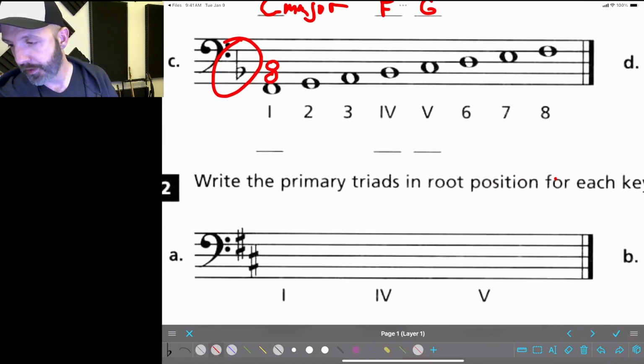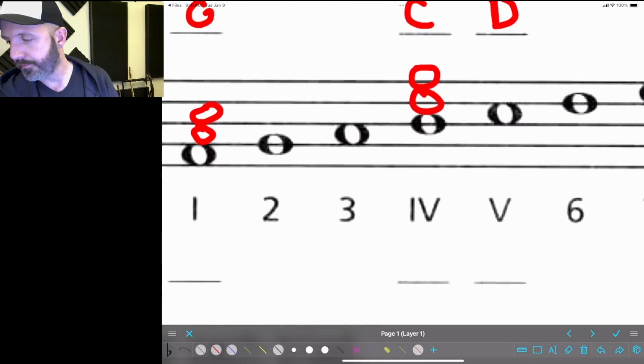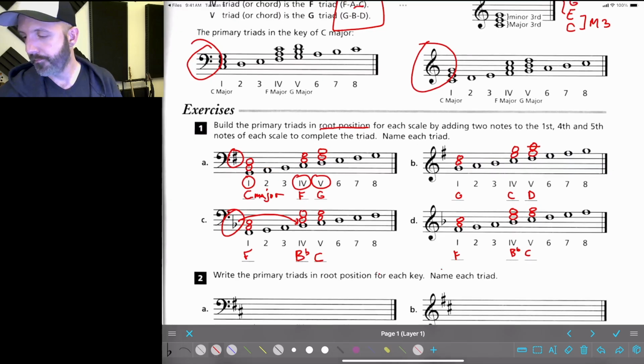Let's fill these in. The primary triads of F major are going to be F, B flat, because you notice you still have the B flat over here, and C. Can't write today. All right. Same deal, stacking the thirds. There we go. That's more like it. F, B flat, C. Okay.